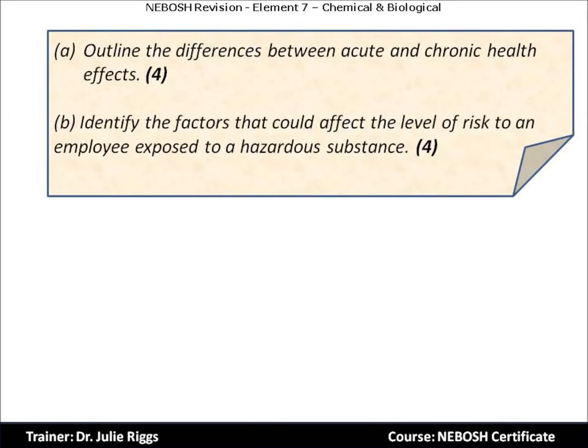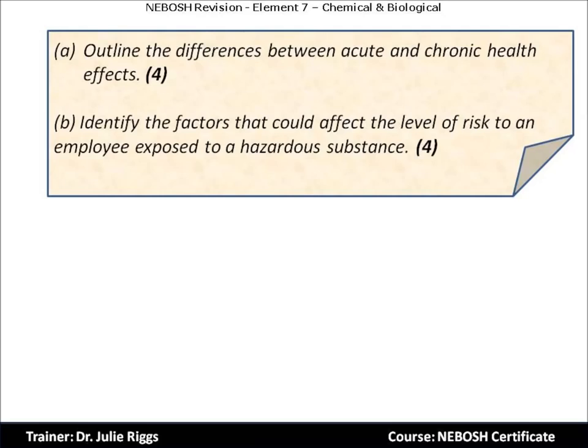So let's have a look at the first question. This question is divided into two parts. Part A, outline the differences between acute and chronic health effects, 4 marks. Part B, identify the factors that could affect the level of risk to an employee exposed to a hazardous substance, 4 marks. You may wish to pause this video to work out the answer. Give yourself 4 minutes per question, that's 8 minutes in total.